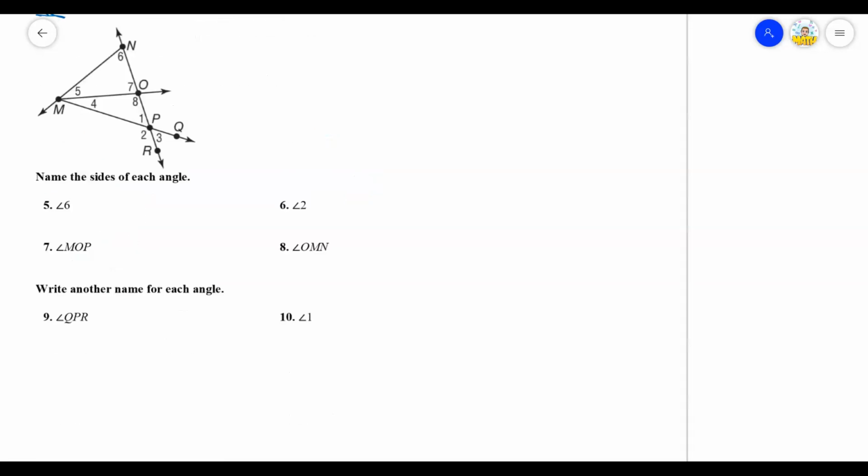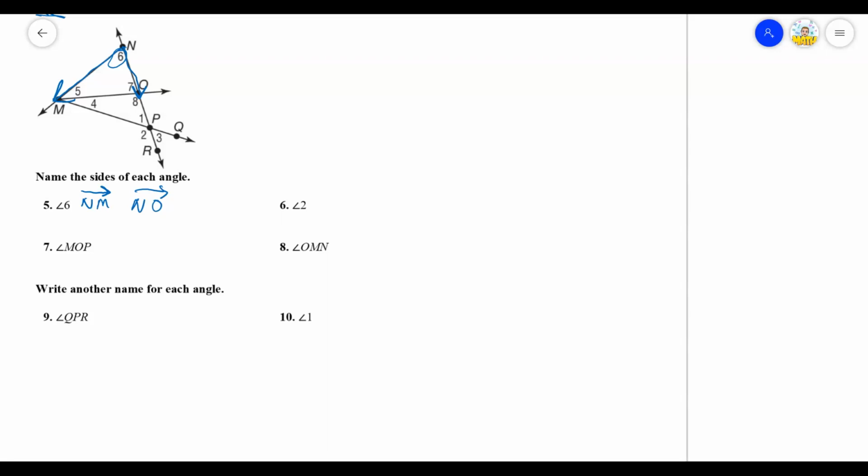Okay, so now we're talking about sides of angles. And remember, sides of angles are rays, not straight up lines. They're rays, so they have an endpoint and then they have a spot that goes off to infinity. So when we look at angle 6, there are 2 rays that make that angle up. We have a ray going this way and then another ray going out this way. So I would name those 2 rays for angle 6. I have ray NM, and N is the endpoint. And then the other is ray NO.